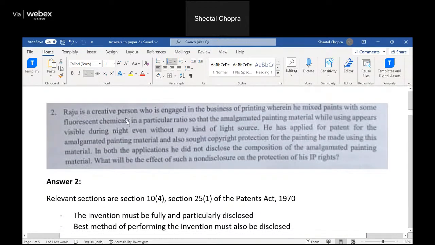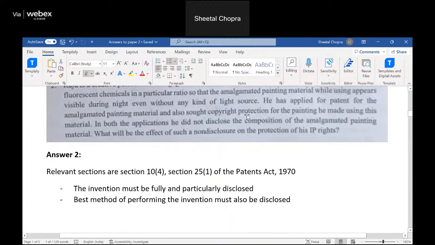Question number 2 is: Raju is a creative person who is engaged in the business of printing, wherein he mixed paints with some fluorescent chemicals in a particular ratio, which led to an amalgamated painting material that, while it is being used, appears visible during the night, even without any kind of light source. He has applied for a patent for the amalgamated painting material and has also sought copyright protection for a painting he made using the material.